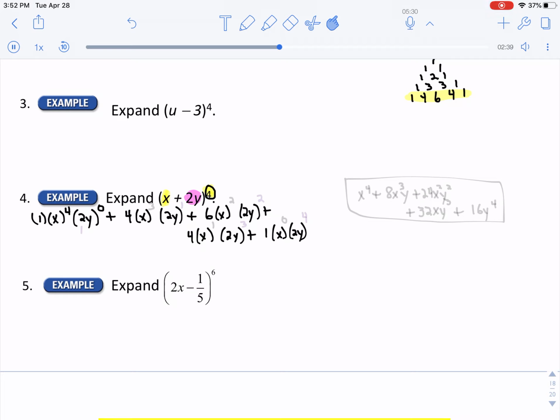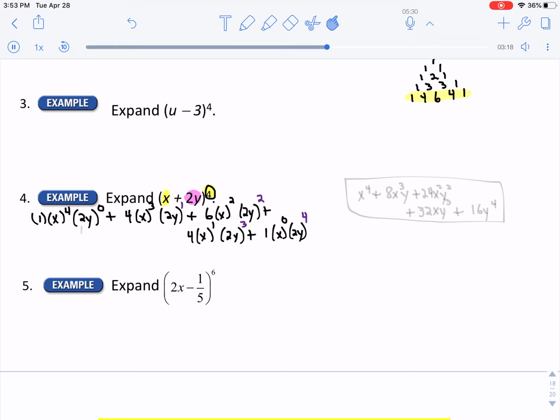All right, now the exponents. Since this x was a 4, it goes down 1, so this one's a 3, this is a 2, this is a 1, and this is a 0. So for the first term, the exponents go down 1. Now, for the second term, instead of going down 1, they go up 1. So 0 goes to a 1, 1 up to 2, 2 up to 3, and 3 up to 4. And again, notice that if you add the exponents, 4 and 0 is 4, 3 and 1 is 4, 2 and 2 is 4, 1 and 3 is 4, and 0 and 4 is 4.